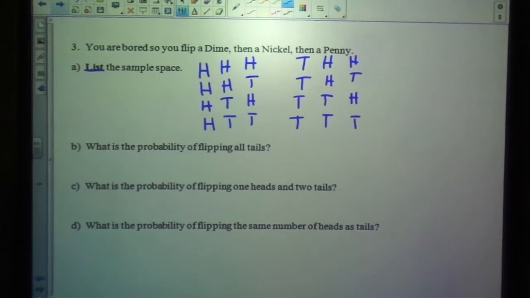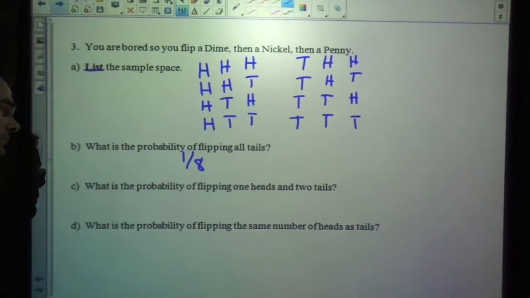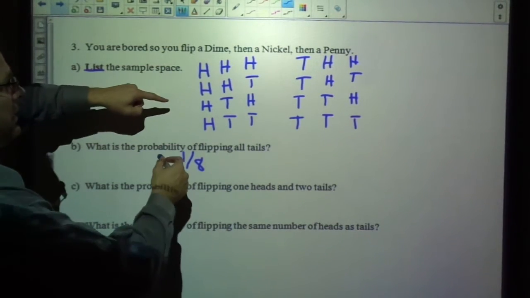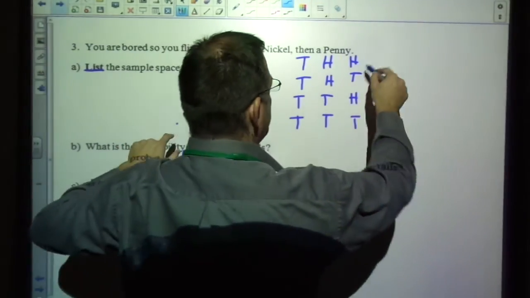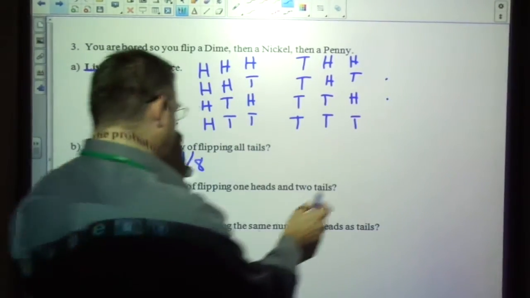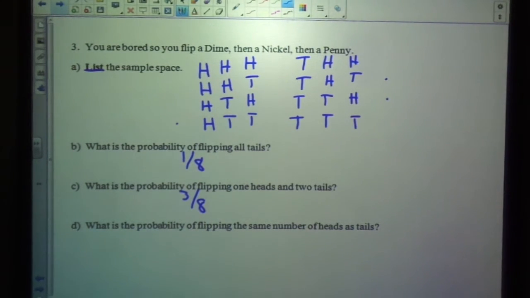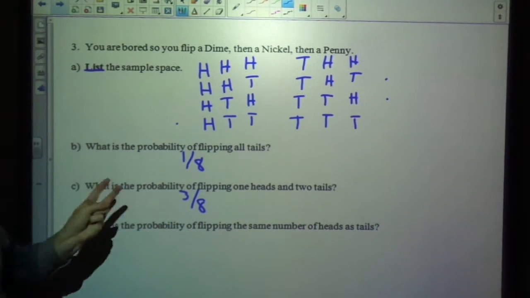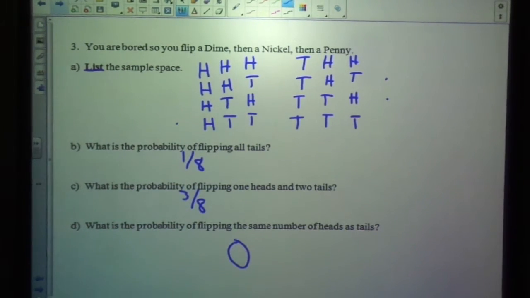What's the probability of flipping all tails? Well, that would be this one, 1 out of 8. 1 head and 2 tails. That would be here, that would be here, or that would be here. That is 3 out of 8. Same number of heads as tails. That would mean 1 head, 1 tail, or 2 heads, 2 tails. That's impossible. Anything that's impossible, we would write a probability of 0.